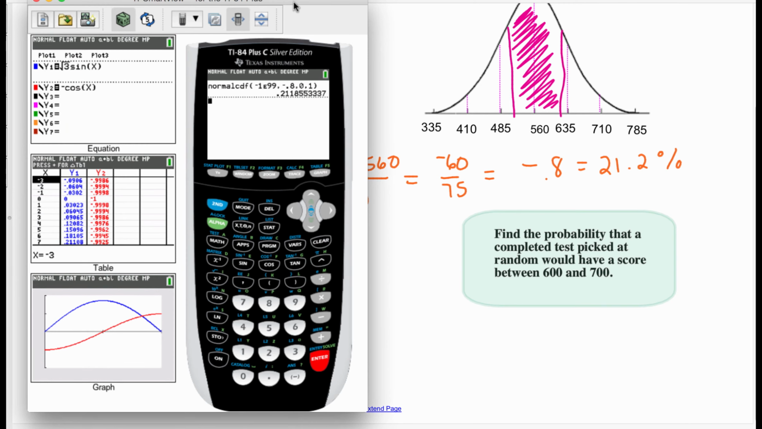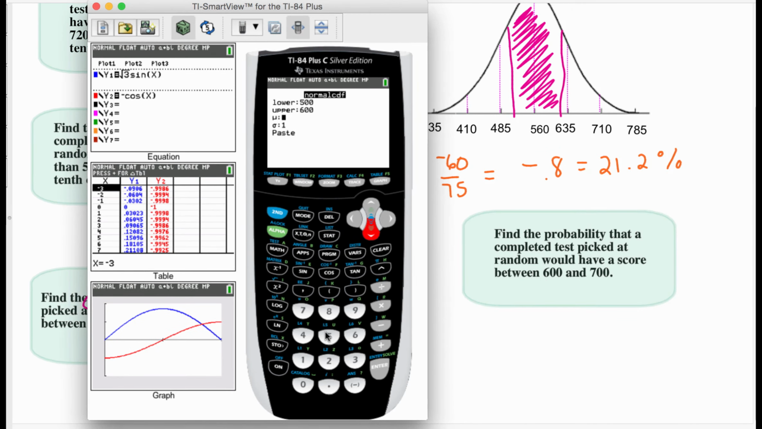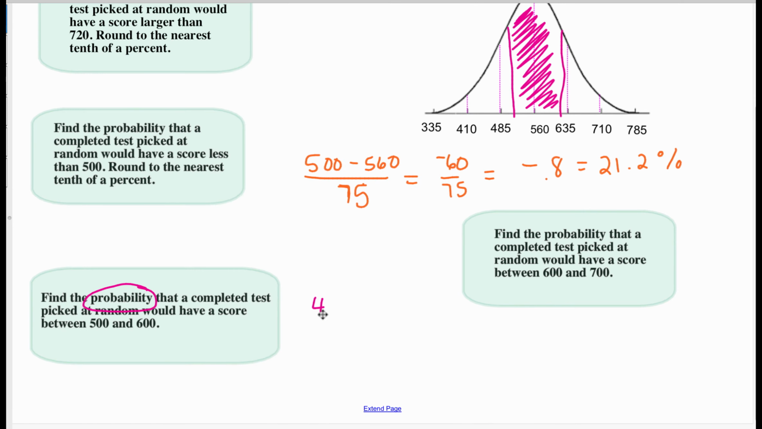All right, and I'm just going to come back over here, and I'm going to go into distribution, number 2. And this one I'm going to do the old-fashioned way, just to show you. I have a low of 500. I have a high of 600. My average was, brain of a goldfish, 560. And my standard deviation is 75. And that answer is 49.1%.